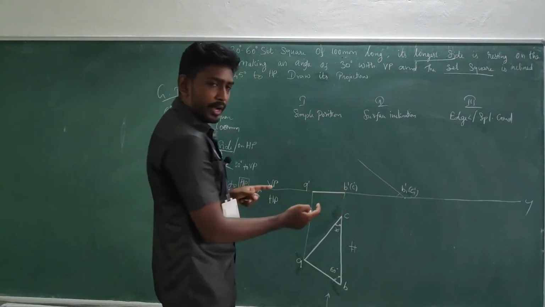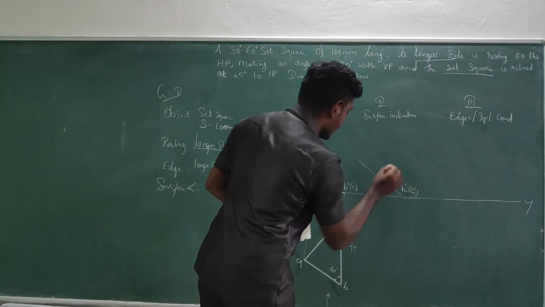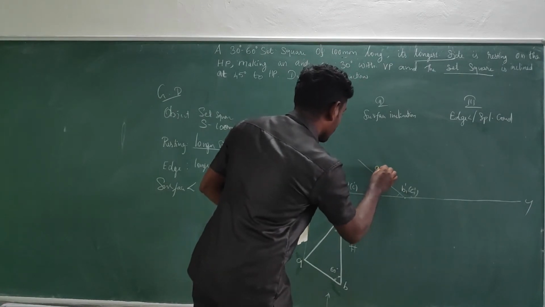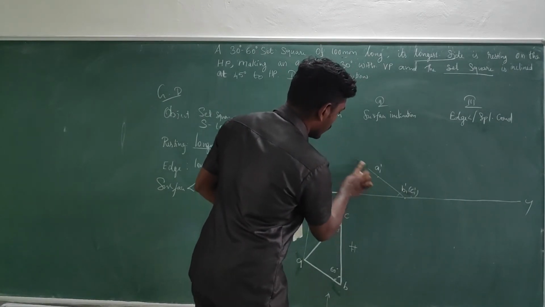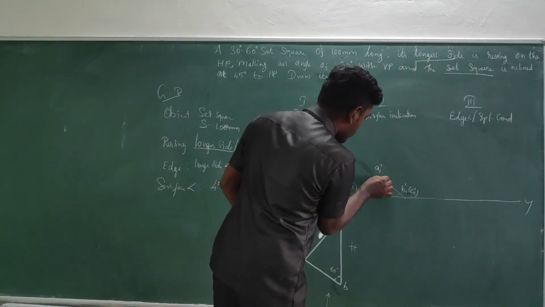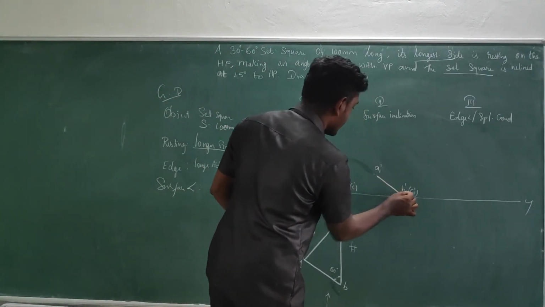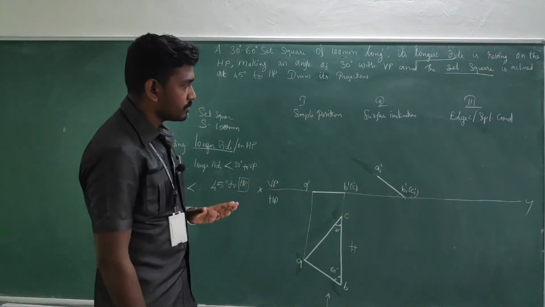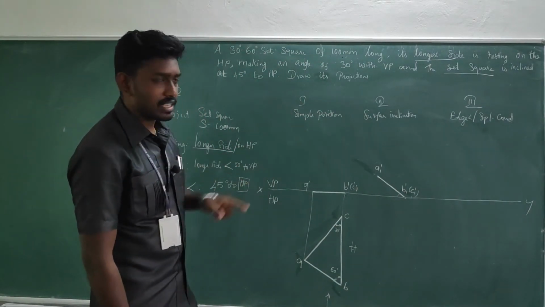Take the measurement B to A and transfer it on the inclined line. This will be A1 dash. So this is the line. We have just reproduced it on the inclined line. So this is the line in the front view for the surface inclination.